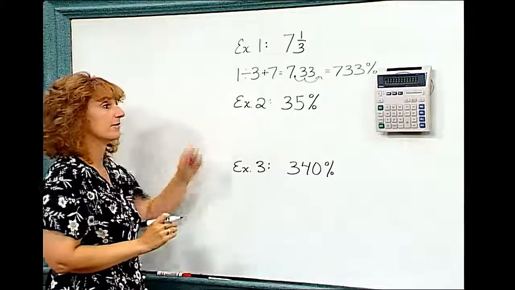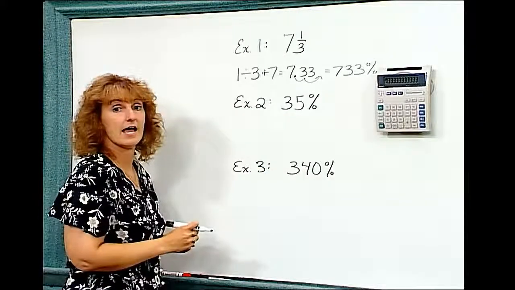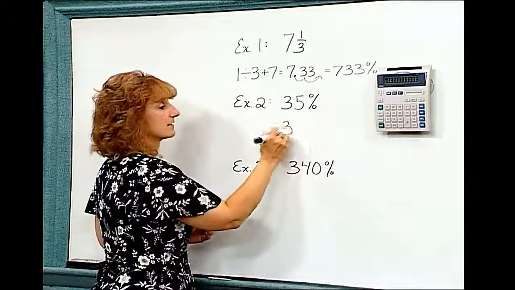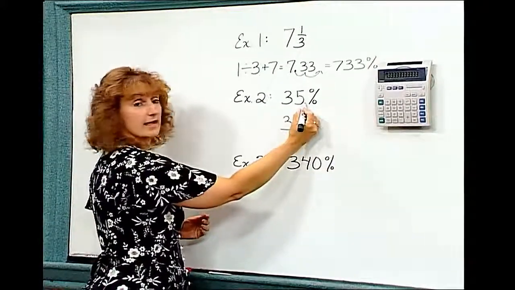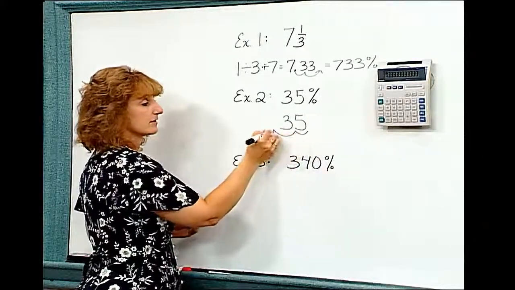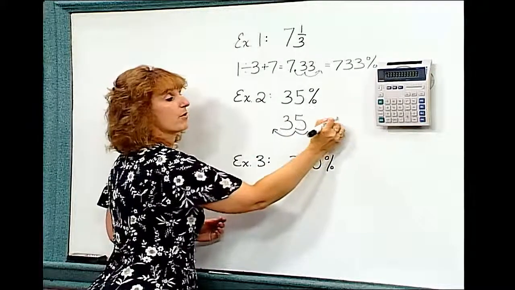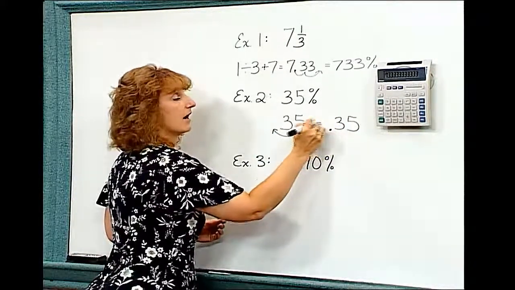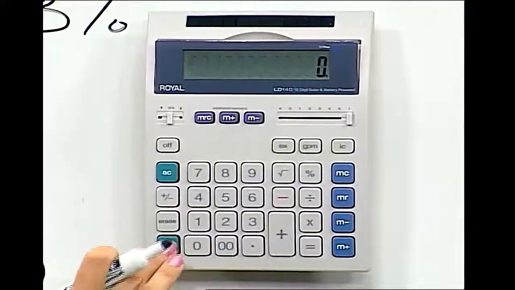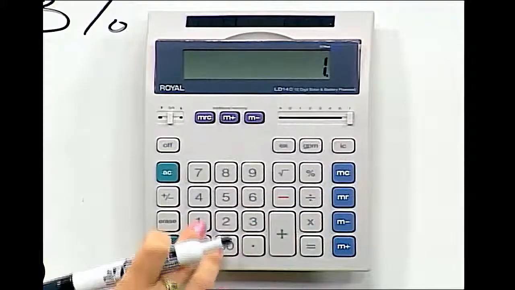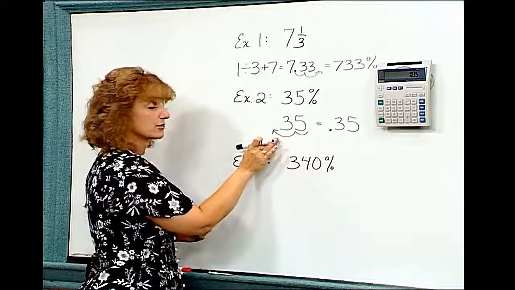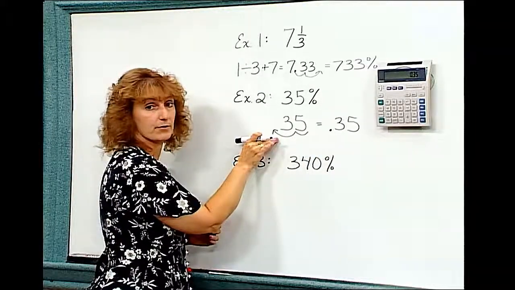Our second example is to take 35% and change it back into a decimal. If we have 35%, the decimal point is actually after the 35. We're going to move that decimal point 2 places to the left, giving us 0.35. If you were going to do that on the calculator, if you took your 35 and you divided by 100, you'll get 0.35, because moving the decimal point 2 places to the left is the same as dividing by 100.